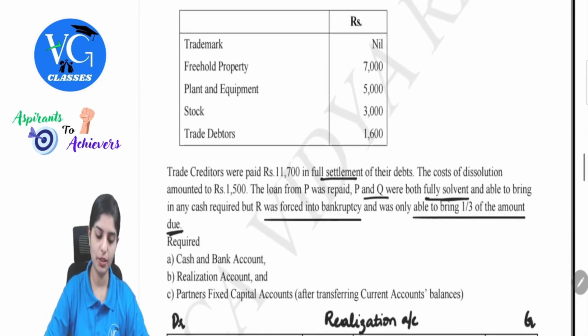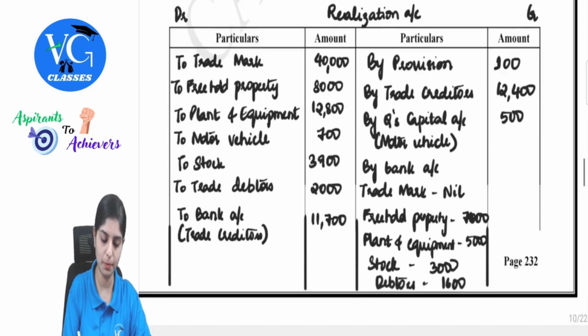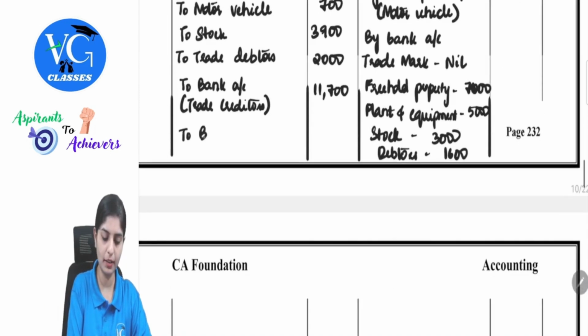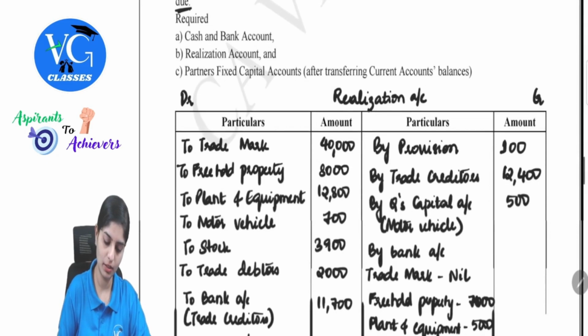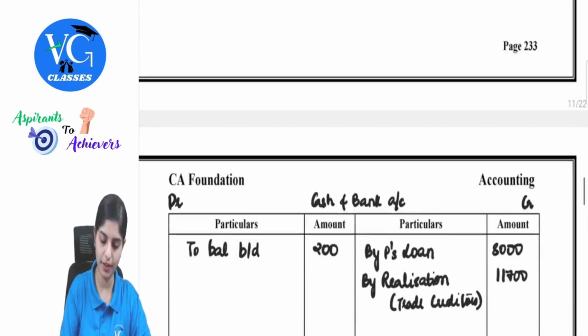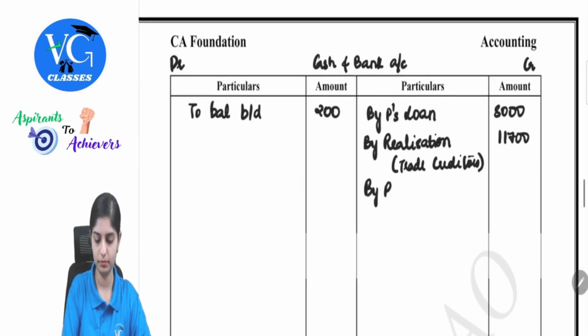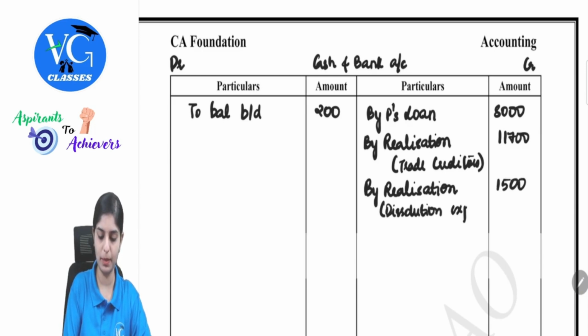Next, the cost of dissolution amounted to 1,500. So here there is just the mention of expenses. So to bank, dissolution expense 1,500. So by realization 1,500. This is dissolution expense.